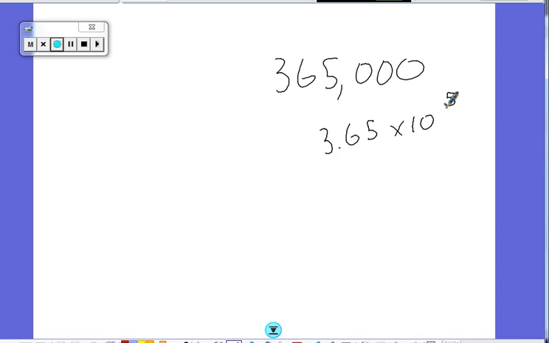Yes. Now, how did she know to put the decimal after the 3 and not after the 6 or the 5, besides the fact that she just knew it? You always put it after the first number? It's always after the first number that's not 0. The reason why I say that is when we do really small numbers, it's always after the first number that's not 0. We're not doing really small numbers today, but we will be. So always after the first number that's not 0.